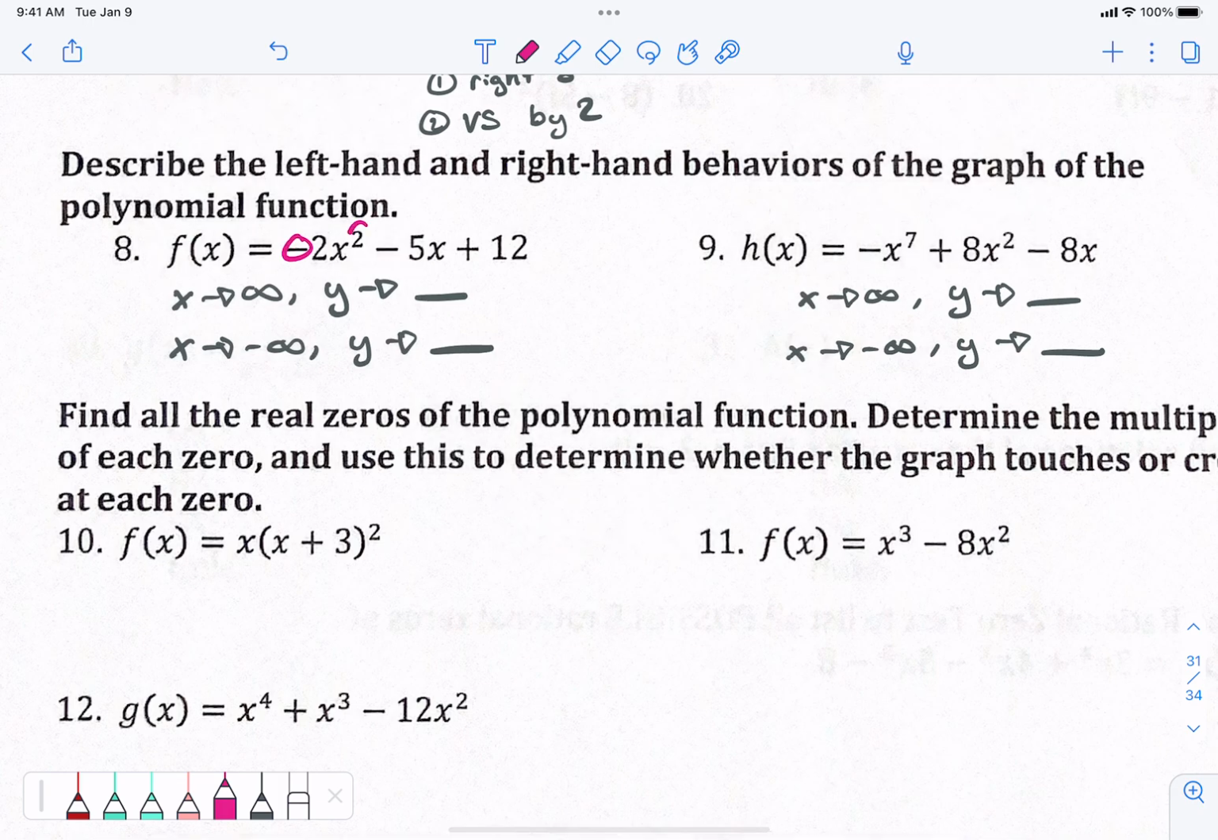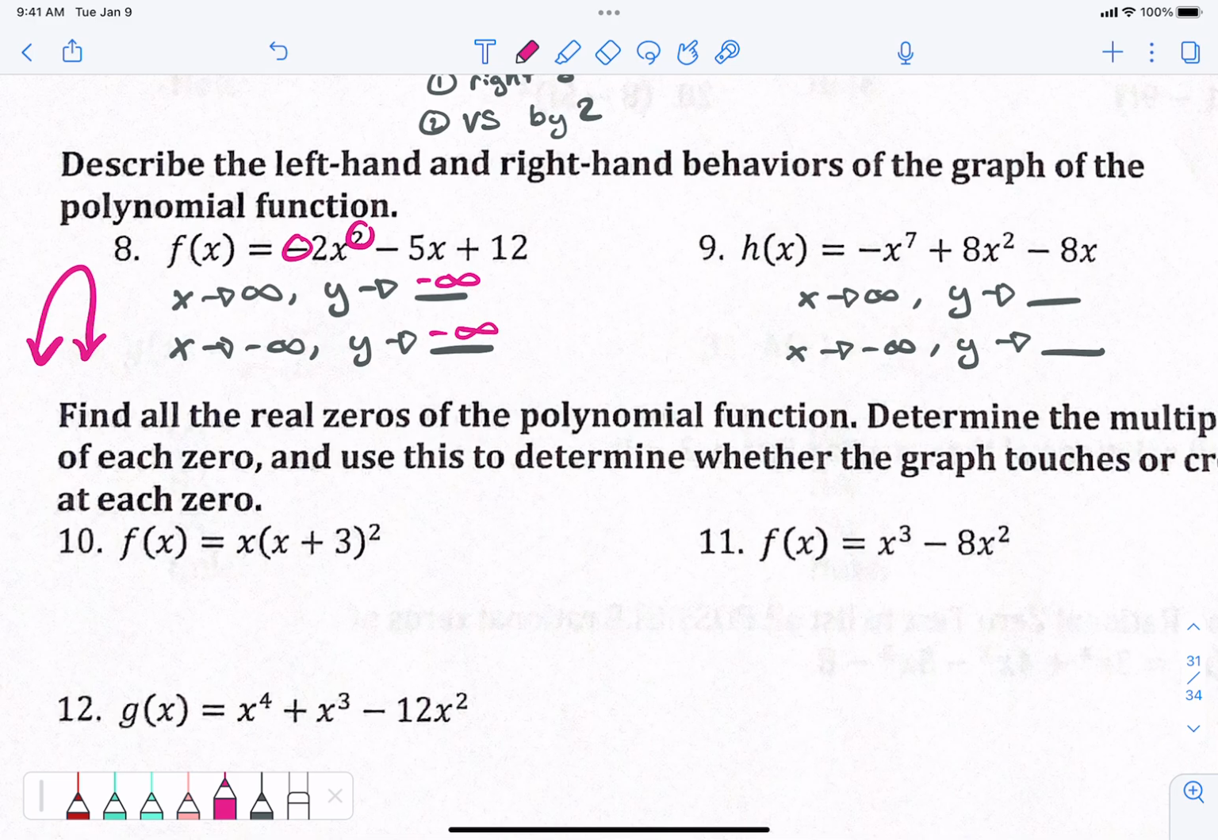This is a negative x squared, so it is a parabola facing down. So end behavior: negative infinity, negative infinity. Down and down. Negative, negative. Okay, x to the 7th power.